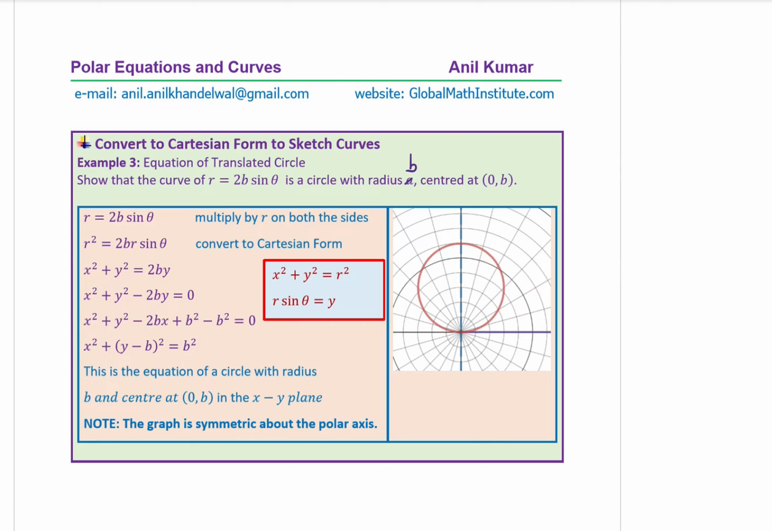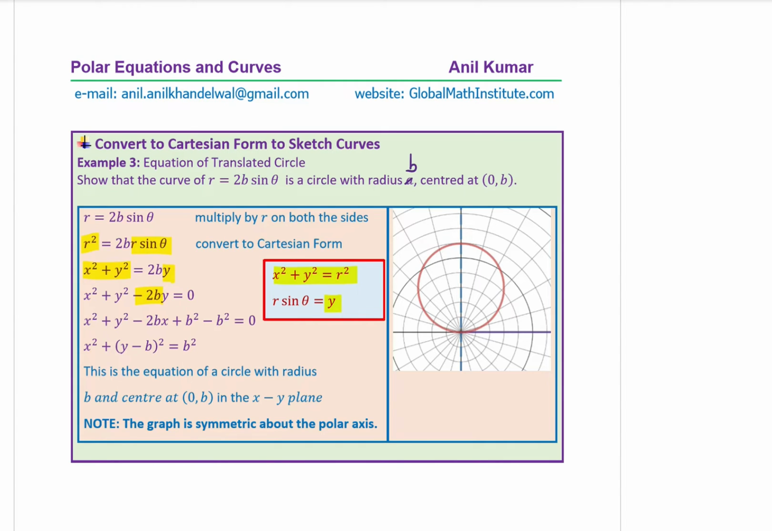So in this case, we'll begin with the given equation, which is r equals 2b sine theta. We'll multiply by r on both the sides. The idea is to get the term r sine theta, which can be written as y, correct? So we get r square equals 2b r sine theta. Now, we know that r sine theta can be written as y, and therefore, we'll write y in this particular case. So r square is x square plus y square. So that has been replaced by x square plus y square. So the equation now becomes x square plus y square equals 2by. Bring y to the left side with the negative sign.